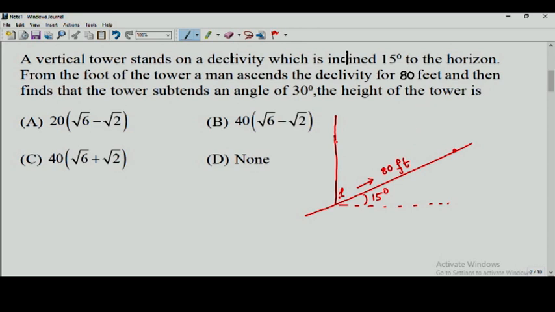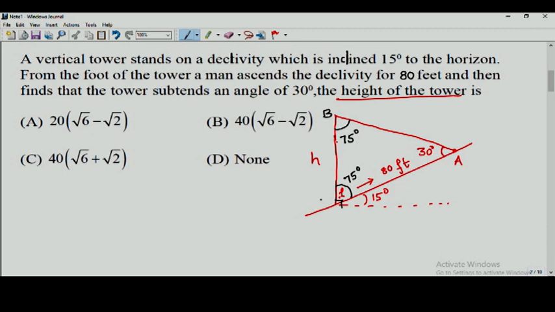When he is standing here at this point A, he finds that the tower subtends an angle of 30 degrees. So the complete tower subtends an angle of 30 degrees at point A. Let the height of the tower be h. So here what is the angle? 75 degrees, since 15 plus 75 is 90. Already 30, so the other two angles sum should be 150. So 75 means the remaining angle is 75.